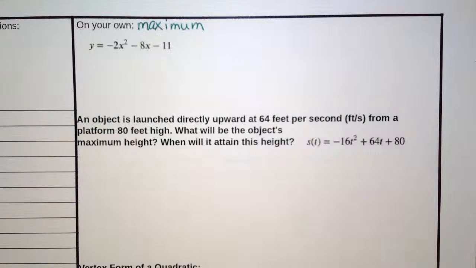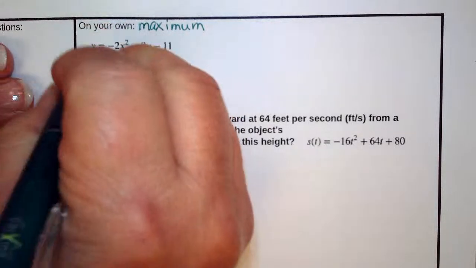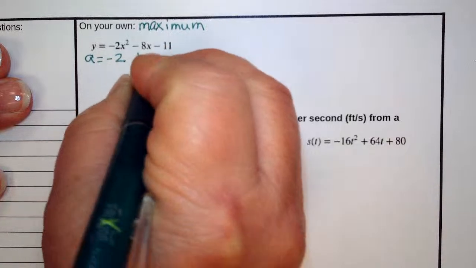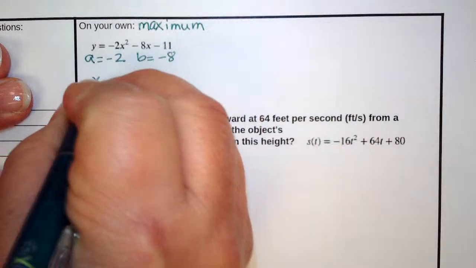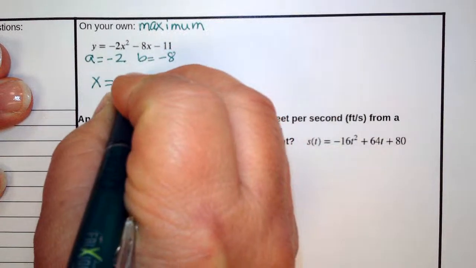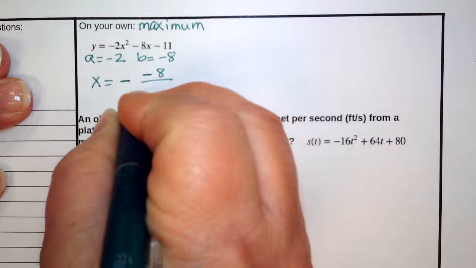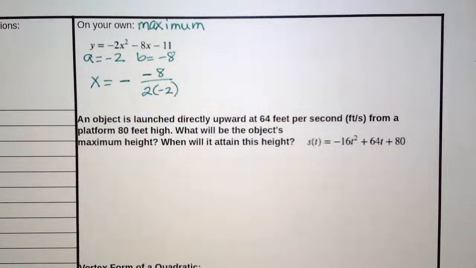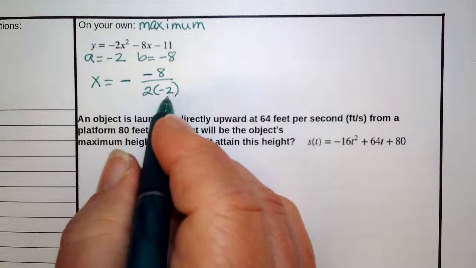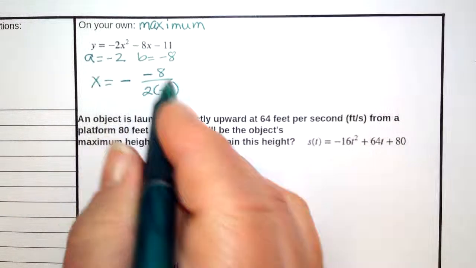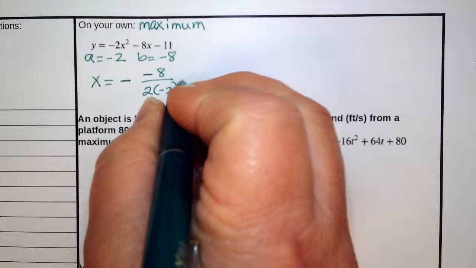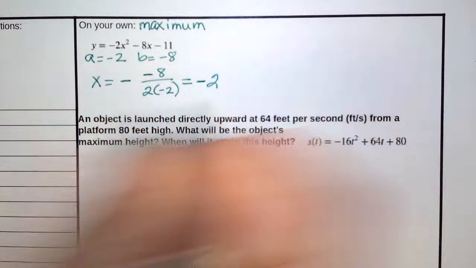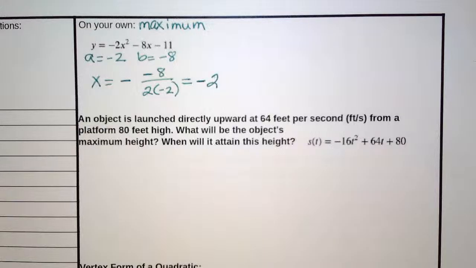Okay, I hope you tried. Let's check the answer. A is equal to -2. B is equal to -8. X will be equal to the opposite of -8 divided by 2 times -2. Okay, 2 times -2 is -4. -8 divided by -4 is +2. It's still the opposite of +2, so X will be -2.